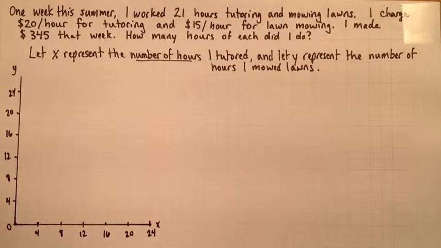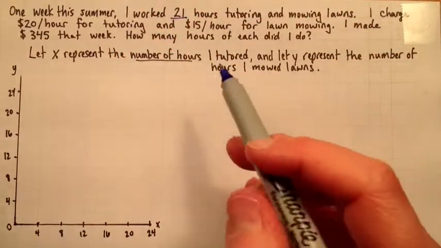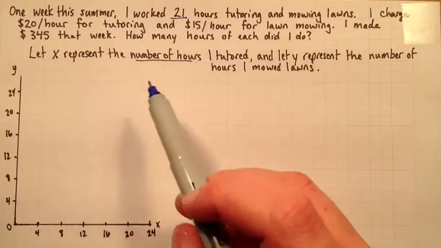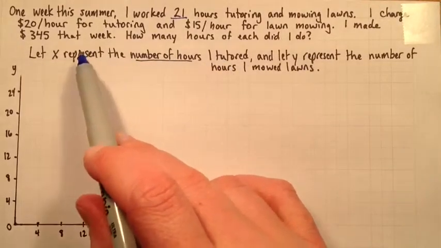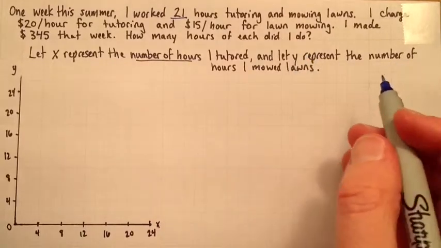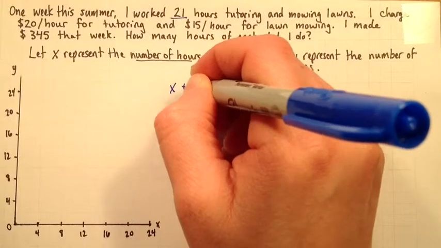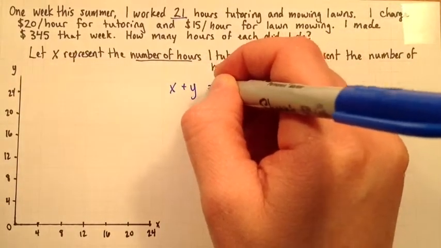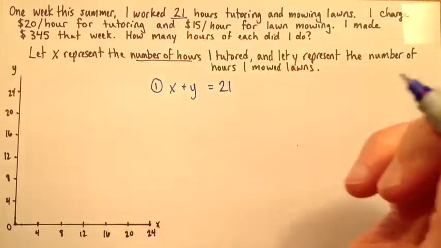Okay, and then there's two different things we know about my work. The first is how many hours I worked altogether. So I worked 21 hours that week. Now, the two things I'm doing working are tutoring and mowing lawns. So if X is how many hours I tutored and Y is how many hours I mowed lawns, then we have X plus Y. That's the total number of hours I worked. So that'll be equation 1.